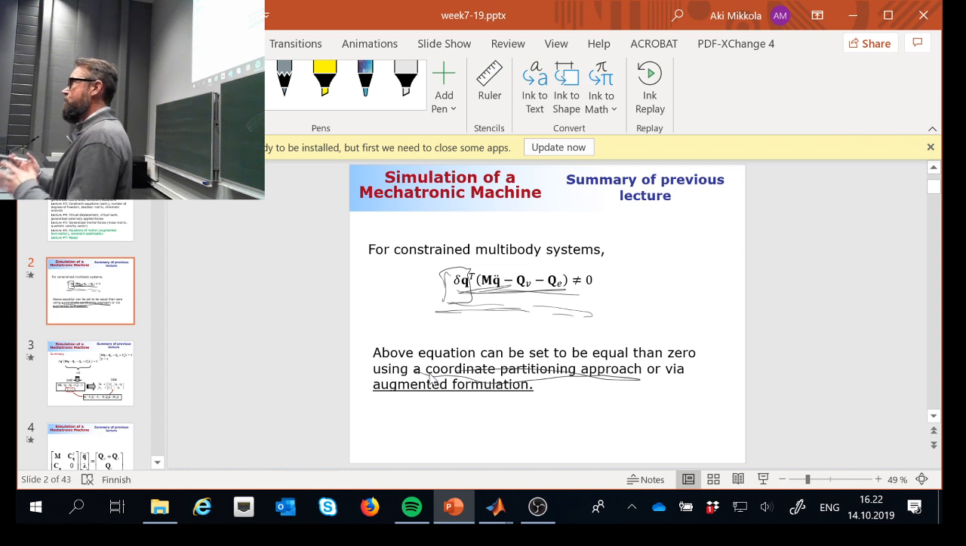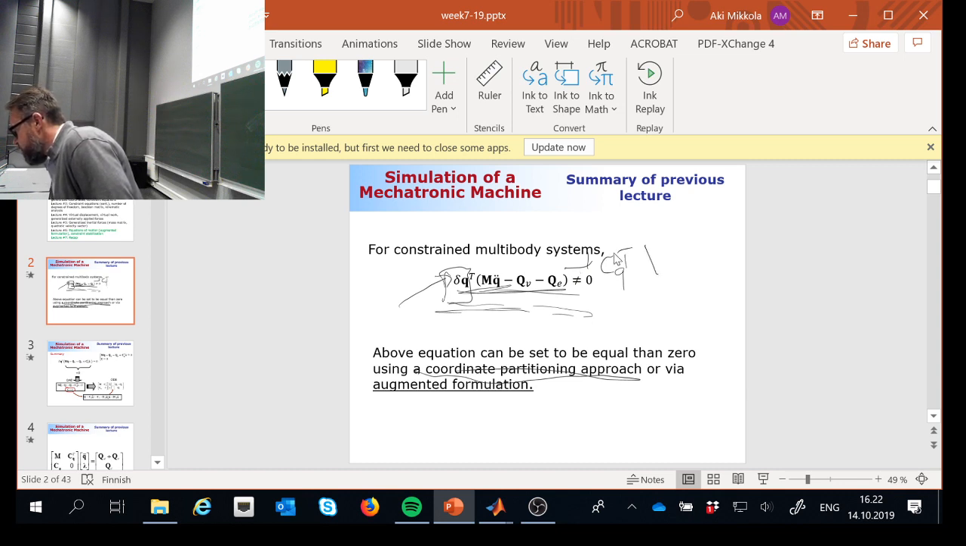So we're going to divide our coordinates into two different categories, and that helps us to express this virtual displacement in such a way that it is kinematically admissible, kinematically possible. But today we're going to look at the method where we add the constraints with the help of Lagrange multipliers and a Jacobian matrix. That method is called the augmented formulation.